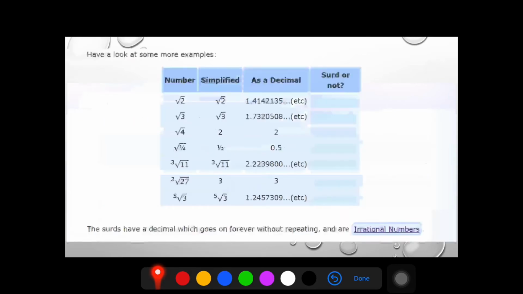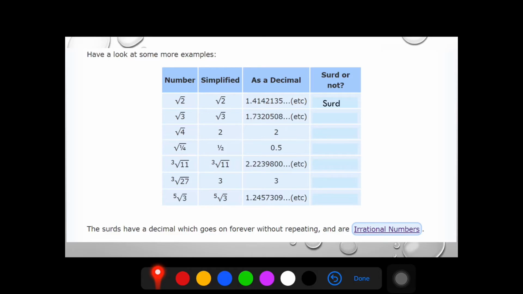Okay, have a look at some examples. The first one, determine whether each is a surd or not. The first number, square root of 2. Just now we have the example already. Square root of 2, simplify it, still square root of 2. As a decimal, 1.414 and so on. So this one is an irrational number. So this is a surd.